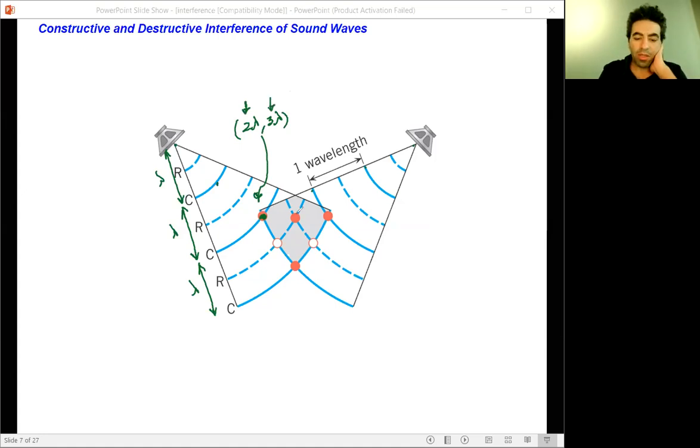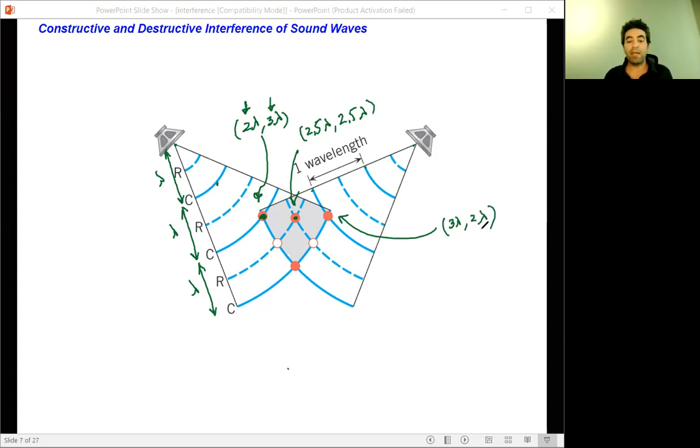And then I'm going to look at this point here, and I find myself to be 1, 2.5 wavelength away from the first source, 2.5 wavelength away from the second source. So I'm going to call this point 2.5 lambda and 2.5 lambda, right? 2.5 wavelength and 2.5 wavelength. And then I look at this point here, and I find that it's 1, 2, 3 wavelength away from the first source, 1, 2 wavelength away from the second source. So this would be 3 lambda and 2 lambda.